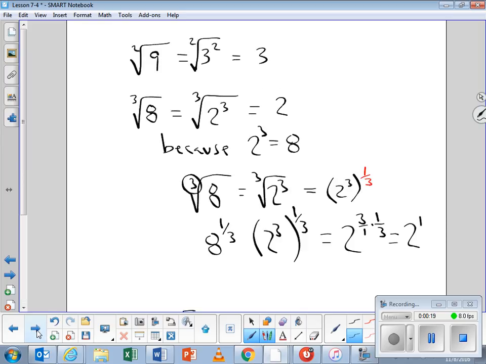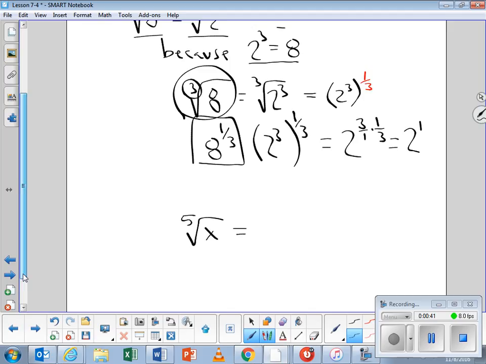Then here are some examples or reminders. The square root of 9 is the square root of 3 squared, which is 3. The cube root of 8 is the cube root of 2 cubed, which is 2, because 2 cubed equals 8. And then we start looking at this as a rational exponent.